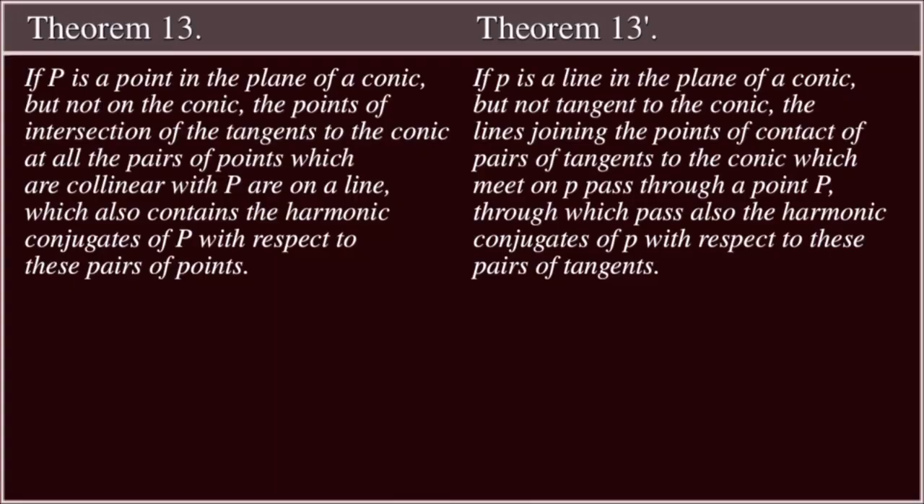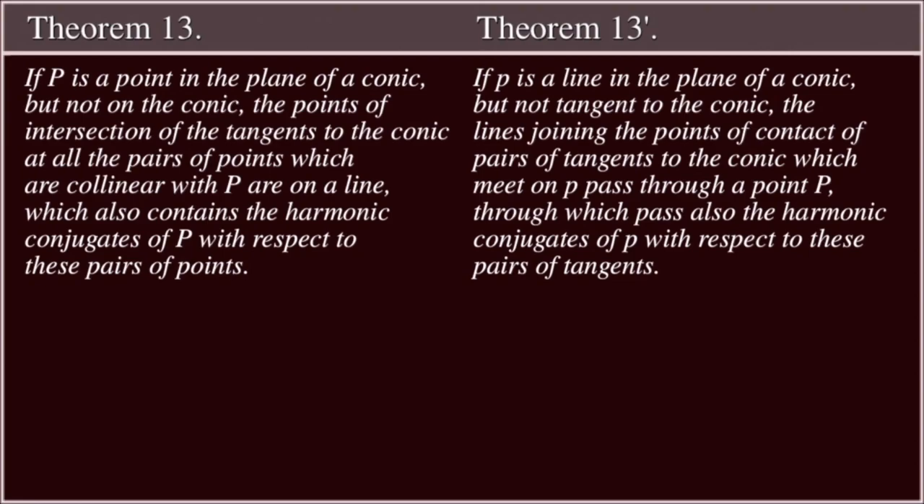Theorem 13. If P is a point in the plane of a conic, but not on the conic, the points of intersection of the tangents to the conic at all the pairs of points which are collinear with P are on a line, which also contains the harmonic conjugates of P with respect to these pairs of points.